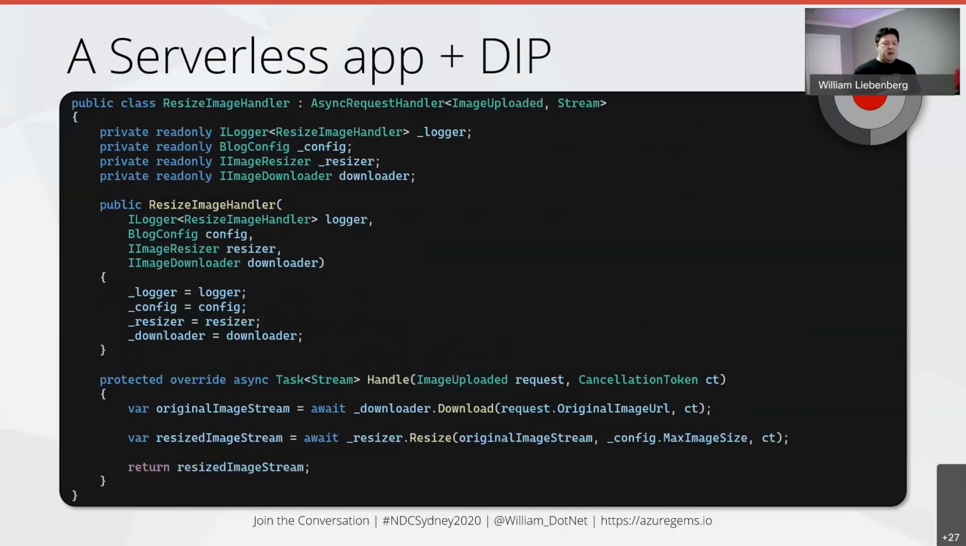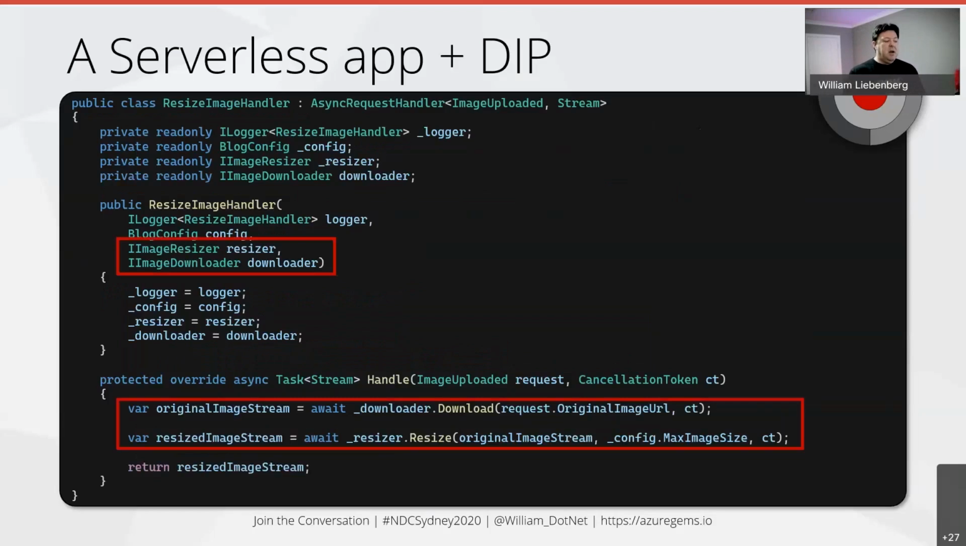And then that request that came in, we send it through mediator, and then it gets handled here as an asynchronous request handler. And we have, again, dependency injection through the constructor. And then in the handling method, we have the incoming request object, and we can, in this case, go and download the original image, resize it, and return the output.